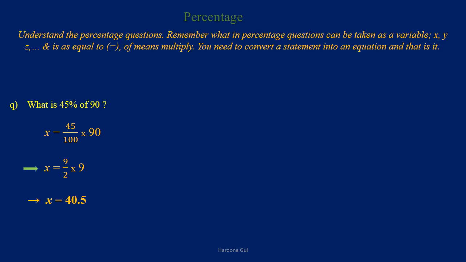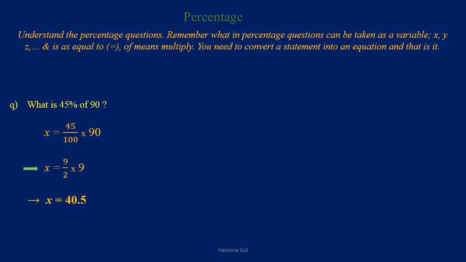Now if a question says what is 45% of 90, what you're going to do is rewrite what as x, y, z, or any other variable, right? So we're taking x, so x is equal to 45%. 45% means 45 by 100.